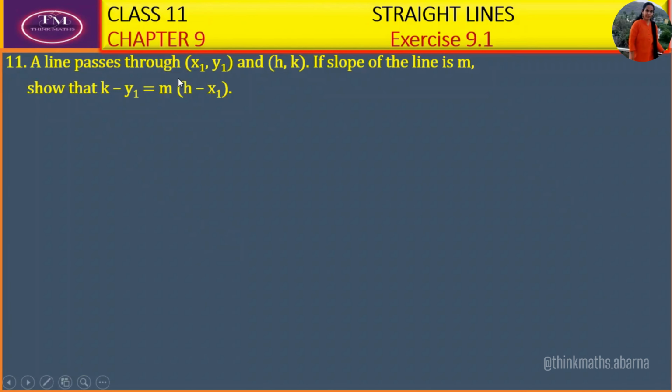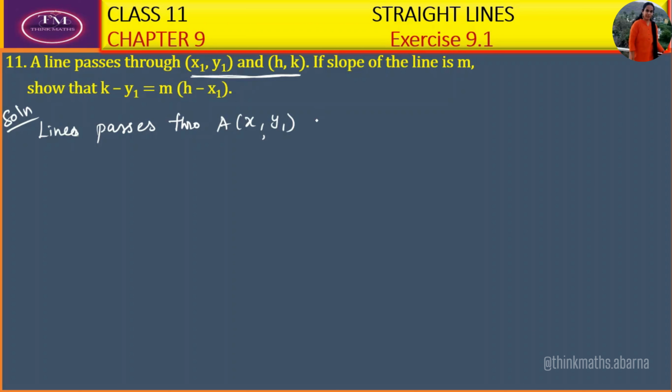A line passes through x1 comma y1 and h comma k. If slope of the line is m, show that k minus y1 equal to m into h minus x1. Okay. So it is very simple. What is given? They gave a line passes through this one. So if the line passes through 2 points, so line passes through A of x1 comma y1 and B of h comma k.